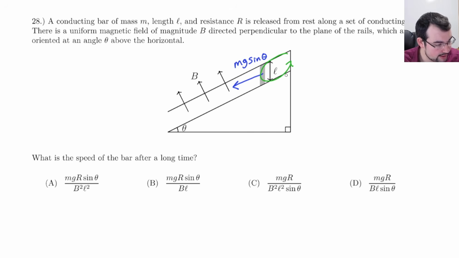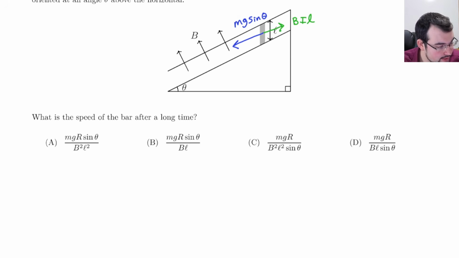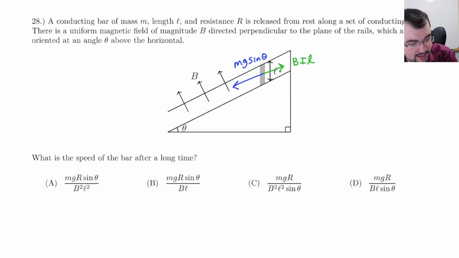No, I think it's the other way. Whatever. We get a current that circulates. I just drew the wrong thing again. We get a current this way. And if you have a current in a magnetic field, you're going to feel a BIL force. So we have a fighting magnetic force, BIL. And after a long time, you increase your speed, so you increase your current, and these eventually balance each other. So what we're looking for is F net equals 0.